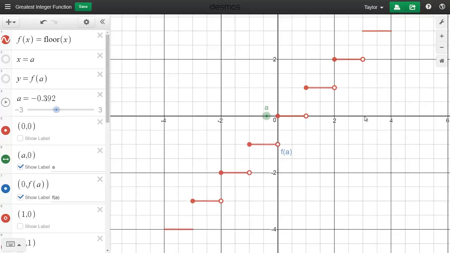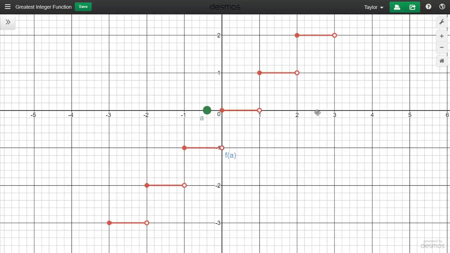Okay, so this red graph here is what the function looks like. Ignore the green point and f of a for the time being. That'll make more sense in just a sec. Okay, so let's say you want to evaluate, and again this is called the floor function, f of 1/2. Well, the y value that's assigned to 1/2 is the greatest integer less than 1/2.